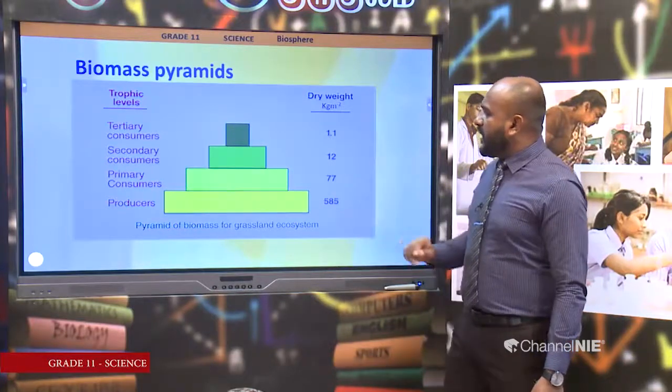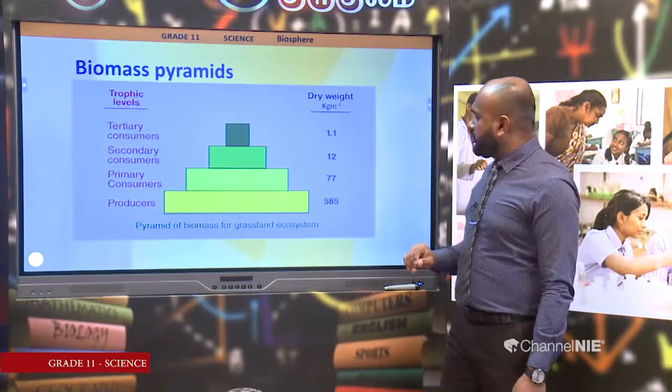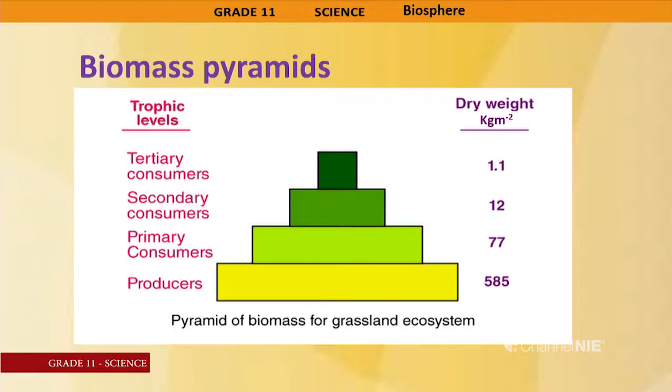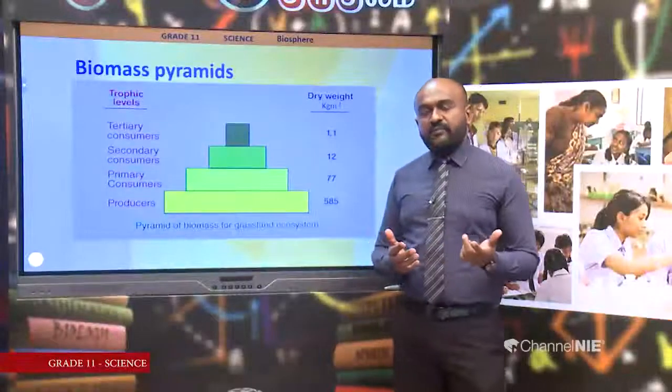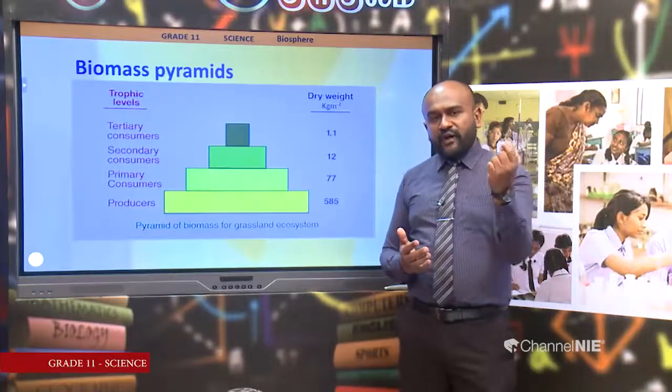You can see a biomass pyramid here on the screen now. This is a typical one. Normally producers should have more biomass than primary consumers. Primary consumers should have more biomass than secondary consumers, and secondary consumers should have more biomass than tertiary consumers. This is a typical one. But again there is a problem. What is the problem? So, can that also be inverted?